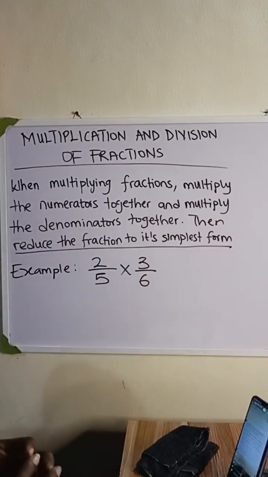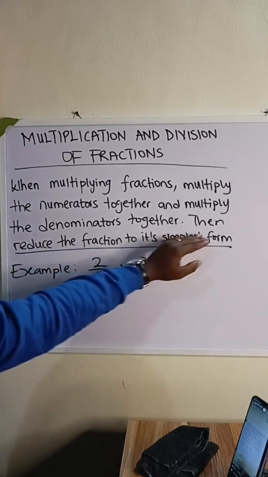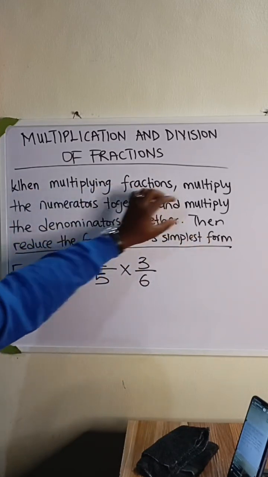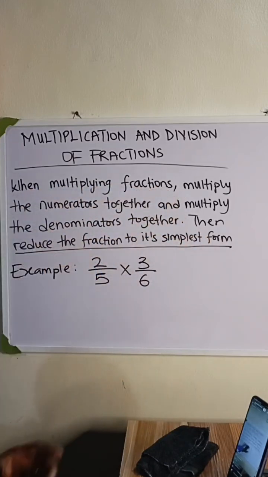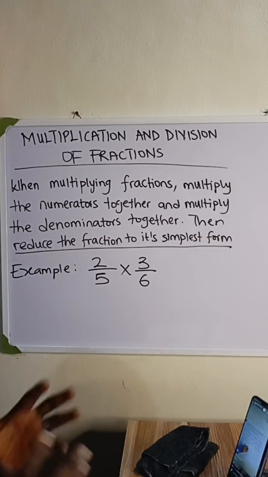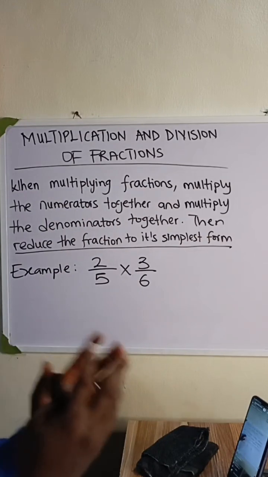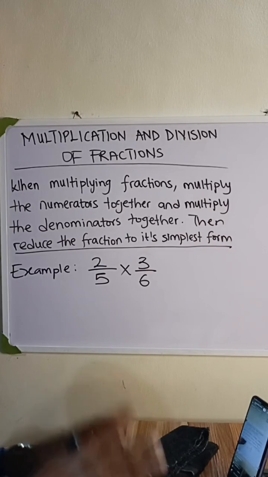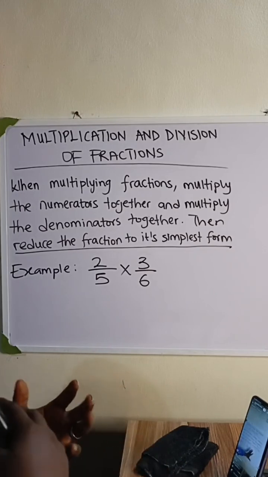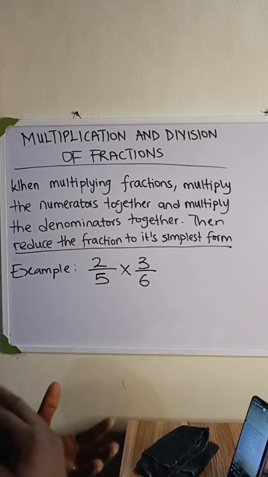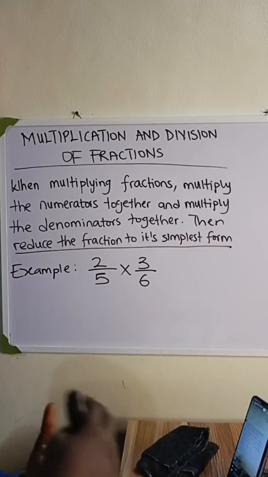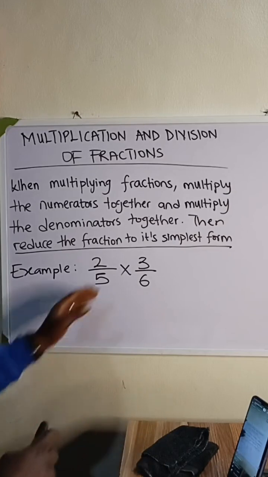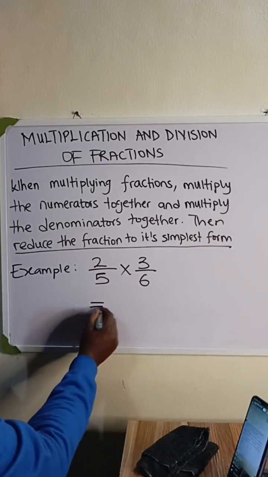But if you have more complex fractions that you are multiplying, then you can reduce first before you multiply the numerators and the denominators. So there are two ways of doing it. If the fraction is very simple, you can just multiply the numerators, multiply the denominators, and reduce the fraction. But if the fraction is a little bit complex, then you have to reduce it first before you multiply. So in this case, you can just go ahead and multiply.